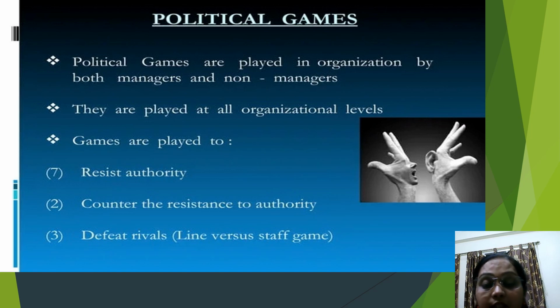Every time, people are conscious of their personal interest and personal benefits, or they are very conscious of their own ideologies and beliefs. These games are always played at all organizational levels. Games are played to resist authority. Sometimes people play political games to resist some kind of authority, counter the resistance of authority, and defeat rivals. These are the three points where politics starts inside the organization.